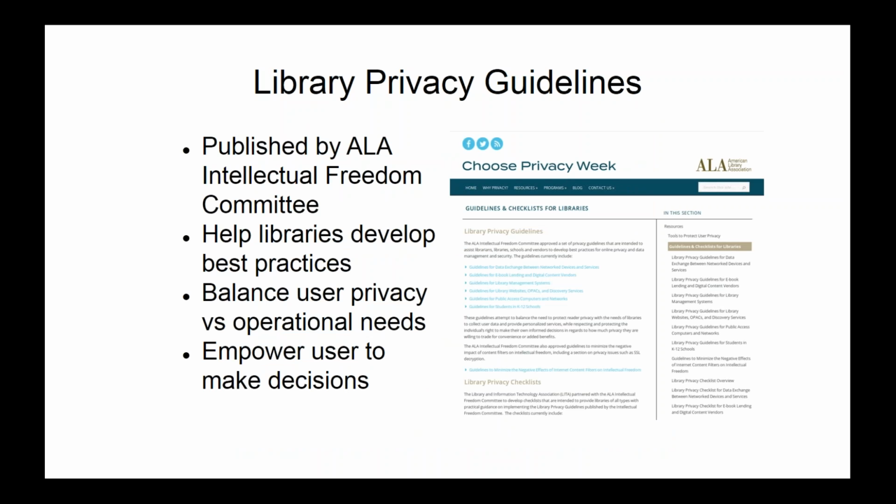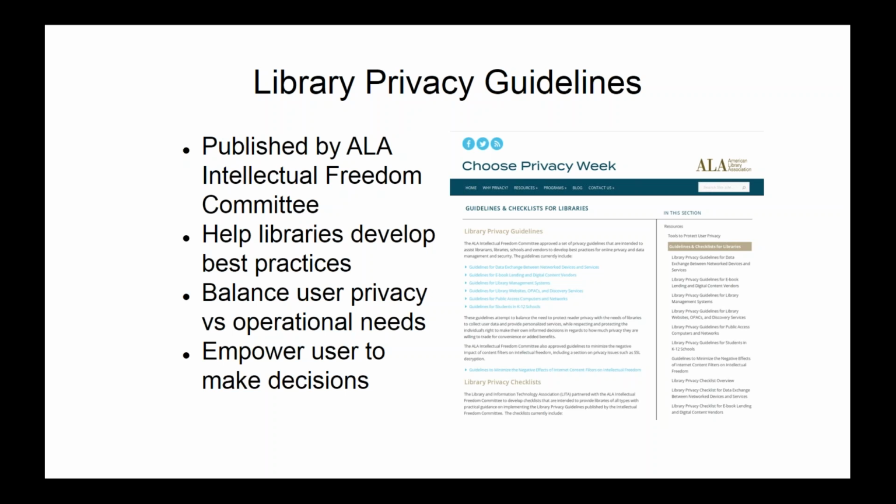If off of that page we clicked on the guidelines and checklists for libraries, you'll see a list of the privacy guidelines, and these have been published over the last 3 years. They were published by the Intellectual Freedom Committee of the American Library Association, and they're really designed to help libraries develop best practices. There had been a privacy toolkit that the Intellectual Freedom Committee had published years ago, but it was a 60, 70-page document, and it was a bit overwhelming. So what we wanted to do is break it up into smaller chunks, into multiple guidelines.